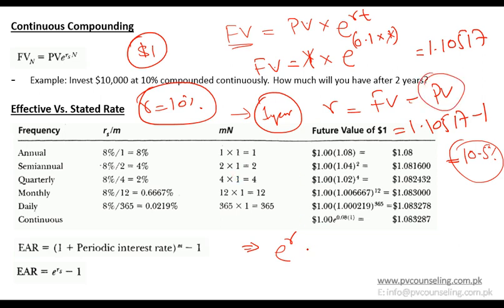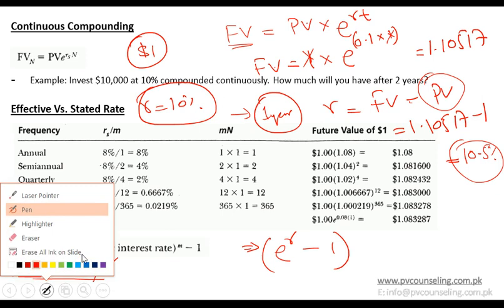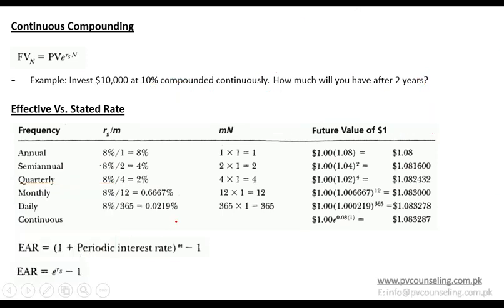What is PV? PV is 1. So that means e to the power r minus 1 should give me the effective annual rate. So this formula can be further simplified into e to the power r minus 1. Either remember this formula or remember the methodology, whatever suits you. You should be able to convert SAR into effective annual rate for continuous compounding, quarterly, semi-annual, whatever it is. Make sure you are able to do it.